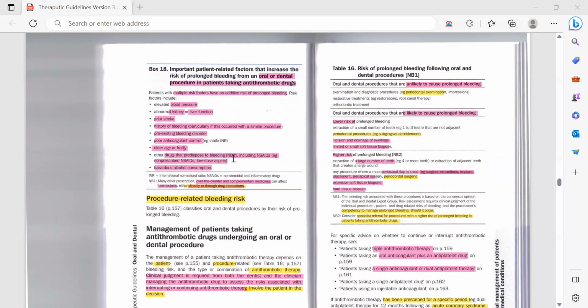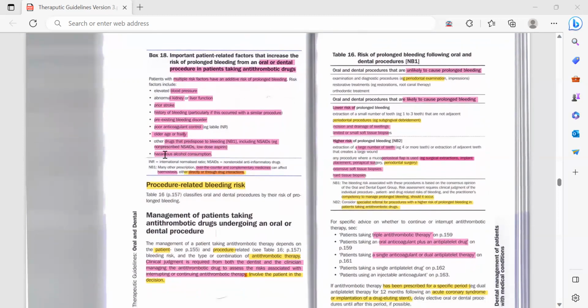Then his old age or frailty and other drugs that predispose to bleeding. He is taking any other drugs, for example, NSAIDs or aspirin, or he has hazardous alcohol consumption, because that also makes him prone to increased bleeding risk. Okay, so we need to consider these risk factors. You just need to remember this.